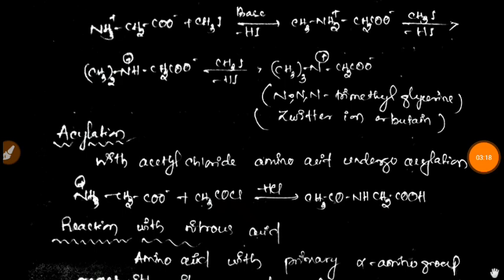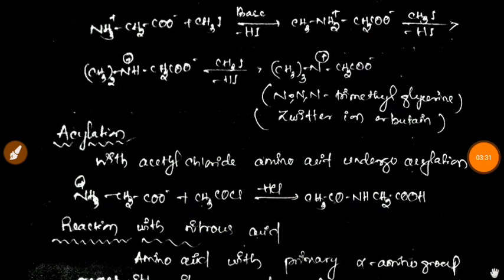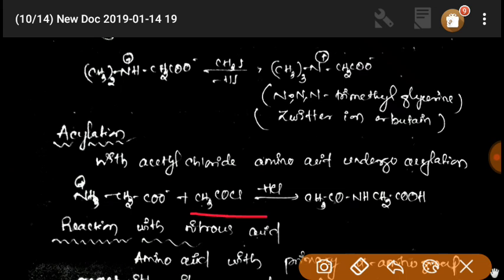Next I will come to acylation. As it is acylation, the amino acid reacts with acetyl chloride. With removal of HCl, the result is formed like this, or you can also do it in your notebook.